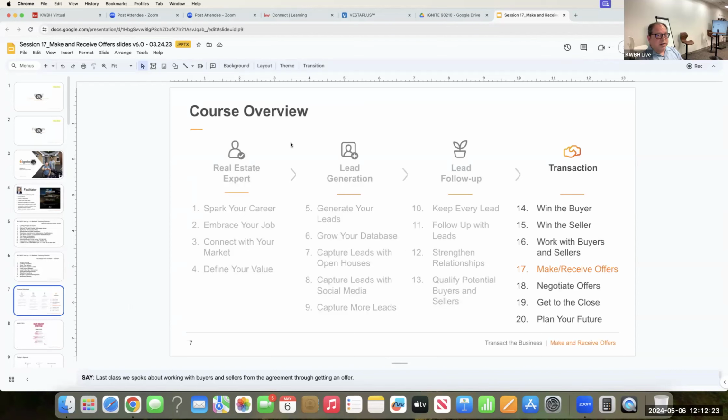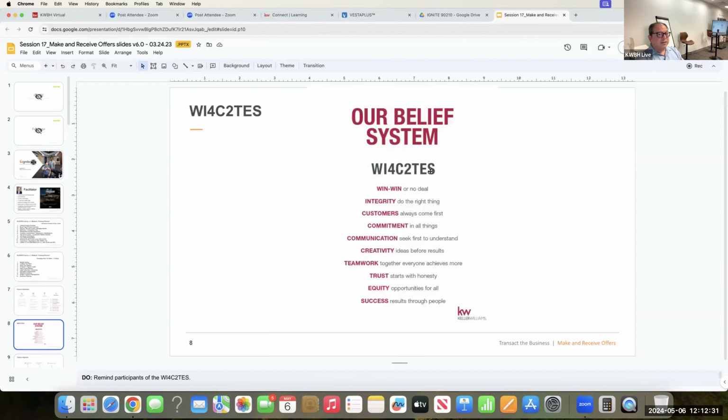All right, so here we are in Ignite. We're on session 17, making and receiving offers. Let's see what Gary Keller has to say about making offers. This is our Keller Williams belief system. It's called the WI4C2T2S as an acronym. Win-win or no deal. You guys see that?